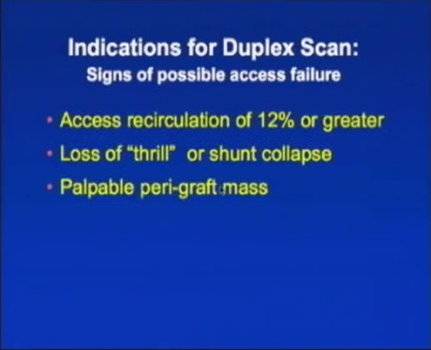Additionally, access recirculation of 12% or greater. This is one that's sort of called "the thrill is gone." Most of these fistulas and grafts have so much blood volume that it actually causes a vibration in the tissue and a vibration in the graft. And when the thrill is gone, that's also an indication for duplex imaging to determine any possible graft lesions or problems. Also, palpable perigraft mass, it's important to determine whether we're looking at aneurysm, pseudoaneurysm, or seroma.